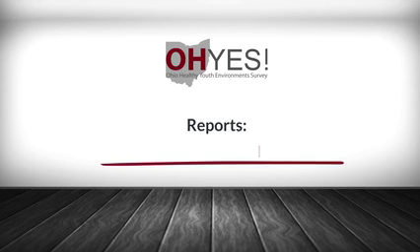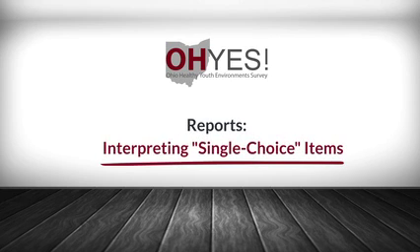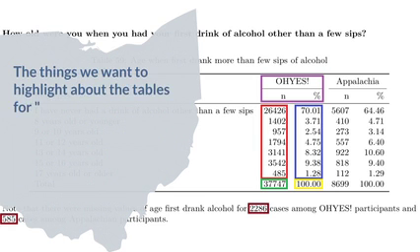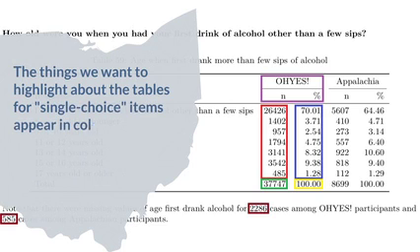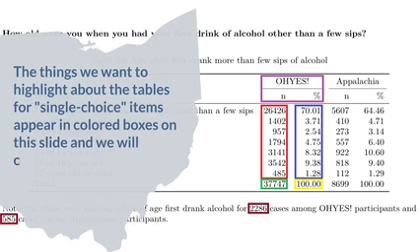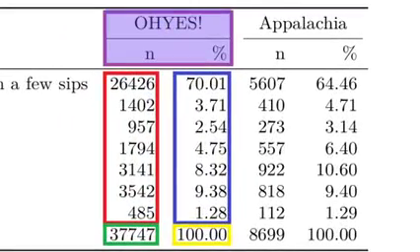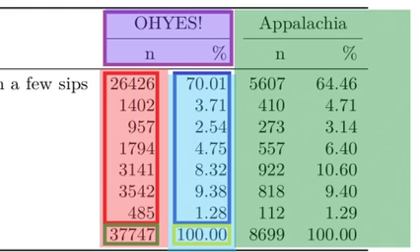Reports. Interpreting single-choice items. The things we want to highlight about the tables for single-choice items appear in colored boxes on this slide, and we will consider each in turn. The purple block has the header of the table highlighted for the OHYES data. You will note that for OHYES, or all OHYES survey participants, and for Appalachia, there are two columns.